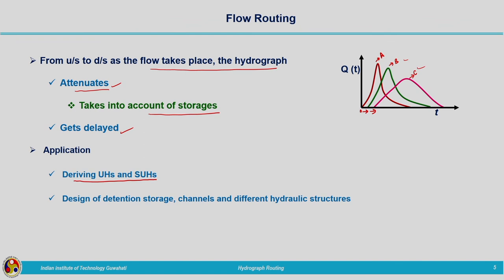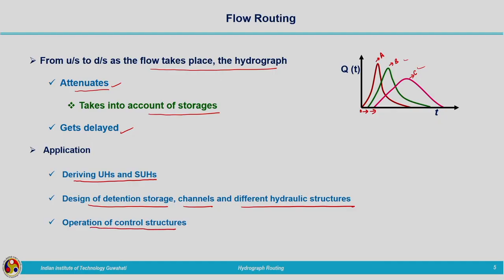Then coming to the second application, it can be used for the design of detention storage, channels and different hydraulic structures. For example, if you are going to construct a hydraulic structure, whatever be the purpose of that, in that case, we need to know the flow which will happen at that particular location and also the corresponding water level along with the velocity. If water level and velocity are available, we can determine the stream flow. But gauges are not present at the downstream location where we need to determine the hydrograph or where we are planning to go for the construction of a hydraulic structure.